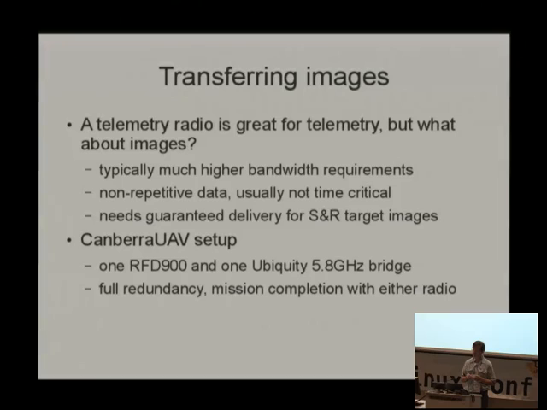All right, transferring images is very different to transferring telemetry, and it's non-repetitive data, but it's usually not time critical. And you need guaranteed delivery for critical images, like when you identify your search and rescue target. In our setup, we had one RFD 900 and one Ubiquiti 5.8 gigahertz bridge, and we wanted full redundancy to be able to complete the mission with either radio. So if one radio completely died, we wanted to be able to complete the whole mission.